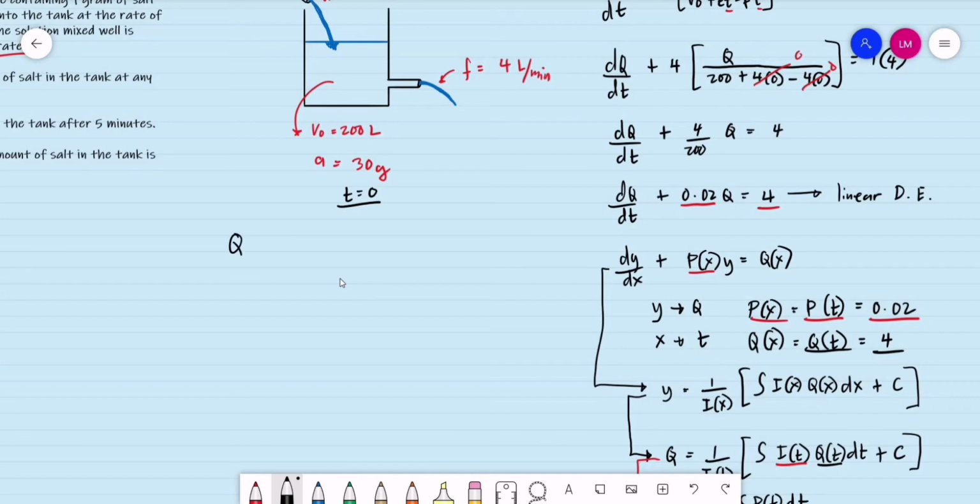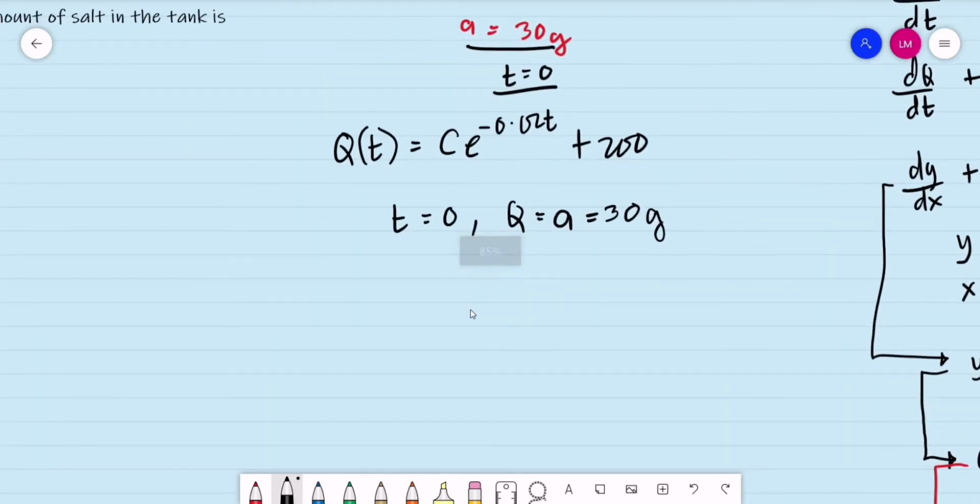Okay, so we have our equation, the Q of t, the amount of salt at any time t, is equal to C e raised to negative 0.02 t, plus 200. At time equal to 0, what is the amount of salt in that tank? That is simply equal to the value of A, the initial amount of salt in the tank, which is 30 grams. Okay, we have the value of A equal to 30 grams.